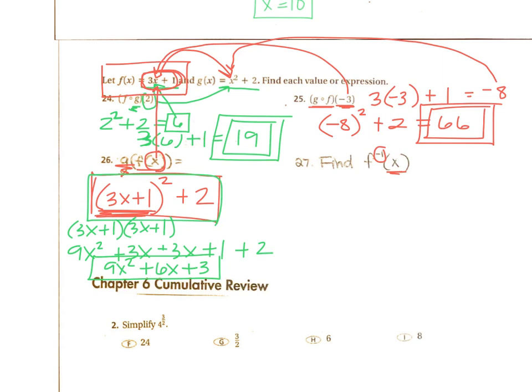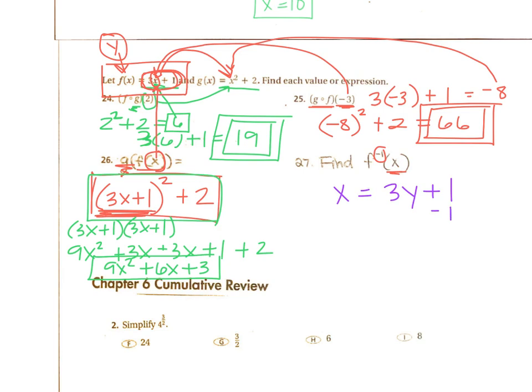Remember when we found the inverse, we switched our x and our y. So right now we're thinking of this as a y. We're going to switch this y and this x. So when we rewrite it, it's going to look like x equals 3y plus 1. And we're going to solve for y, and that's our inverse.